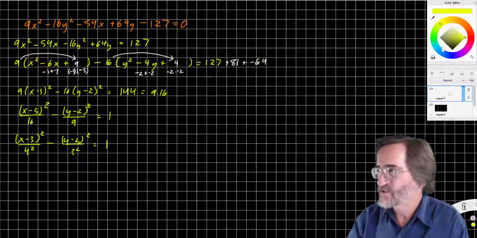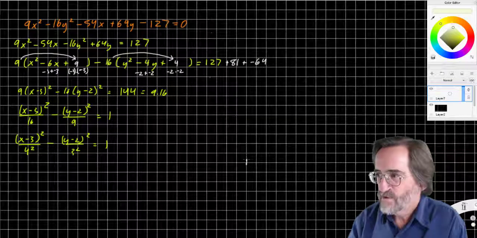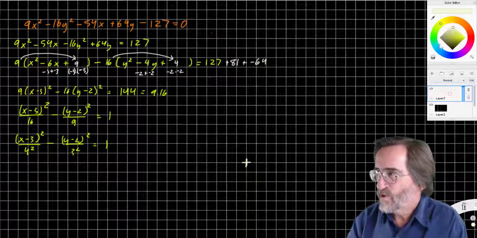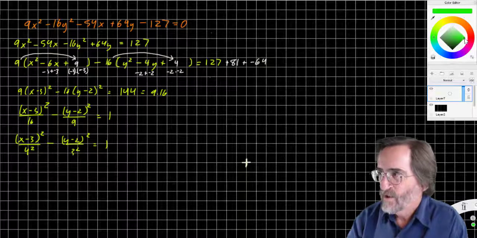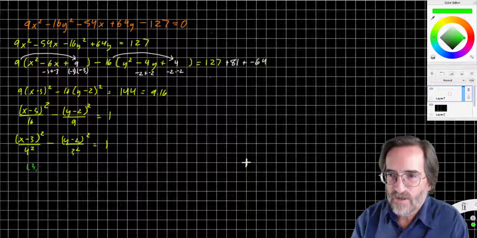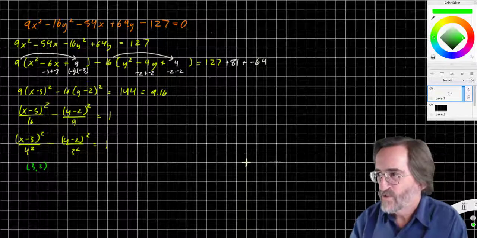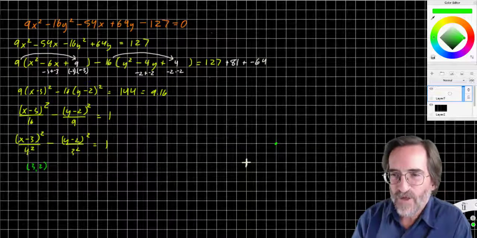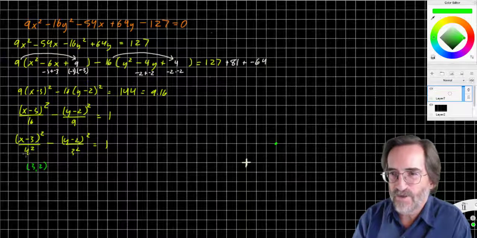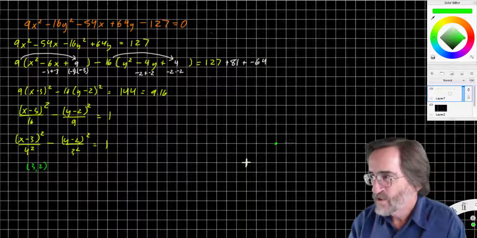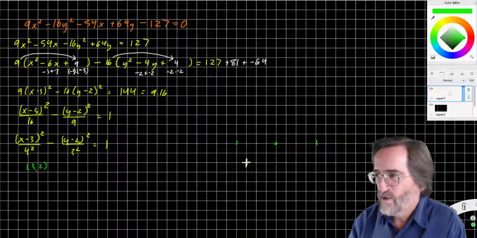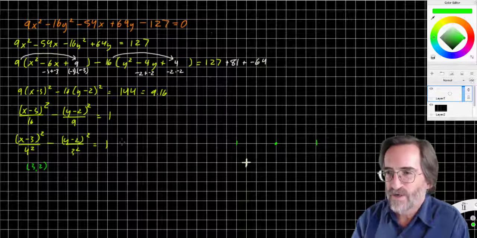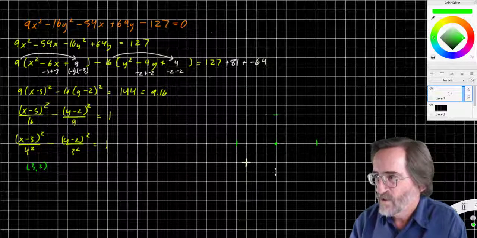Here's how we graph this. Here's the origin. We're going to graph the center of the hyperbola. Center of the hyperbola is at (3, 2), using opposites there. And the displacement along the x direction is plus or minus 4, so 1, 2, 3, 4, and 1, 2, 3, 4. Displacement along the y-axis direction, up and down, is 3: 1, 2, 3, and 1, 2, 3.